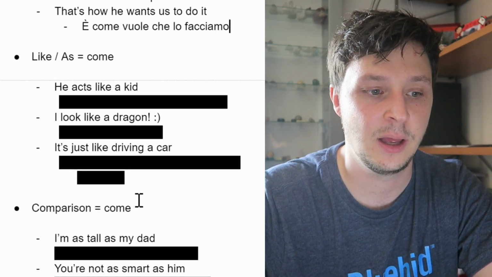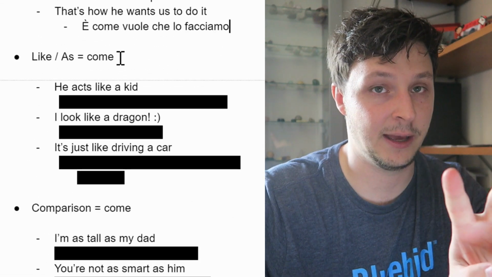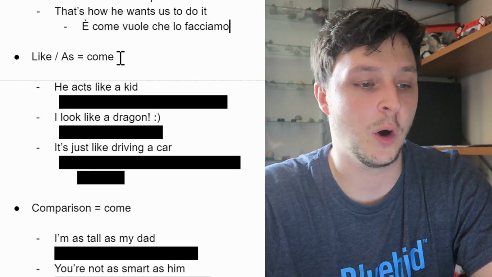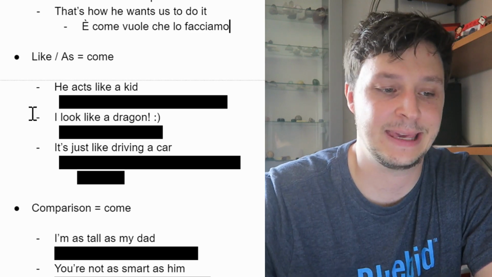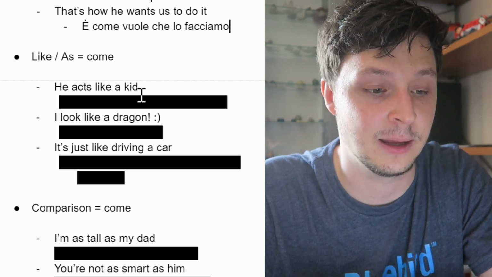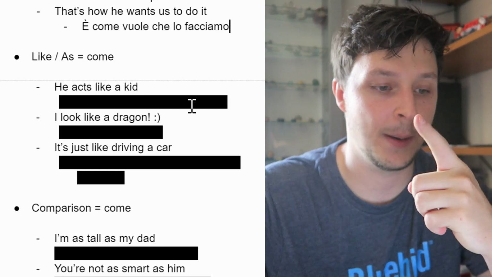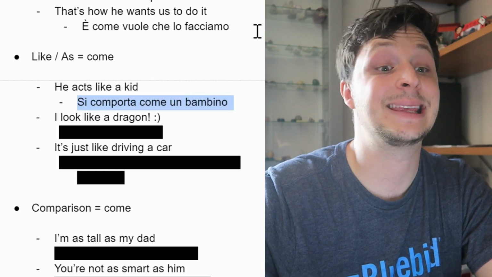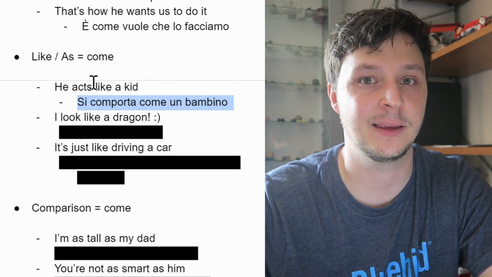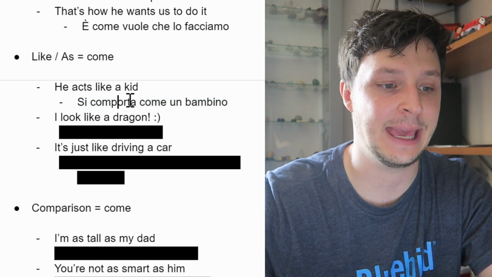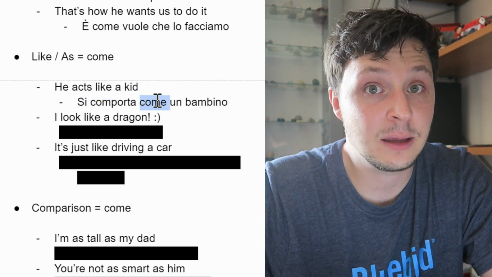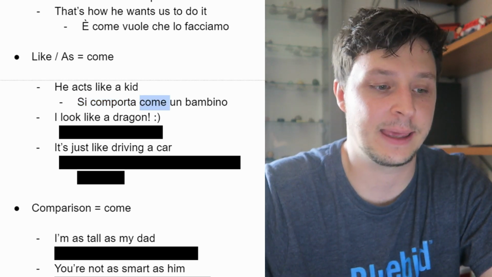Let's continue on. Another one, there's 2 more, guys. Stick with me. The next one is saying like or as. Okay, so for example, he acts like a kid. How would you say that one in Italian? 3, 2, 1. So here I would say si comporta come un bambino. So act is comportarsi. Again, that's reflexive. So si comporta come un bambino. He acts like a kid.